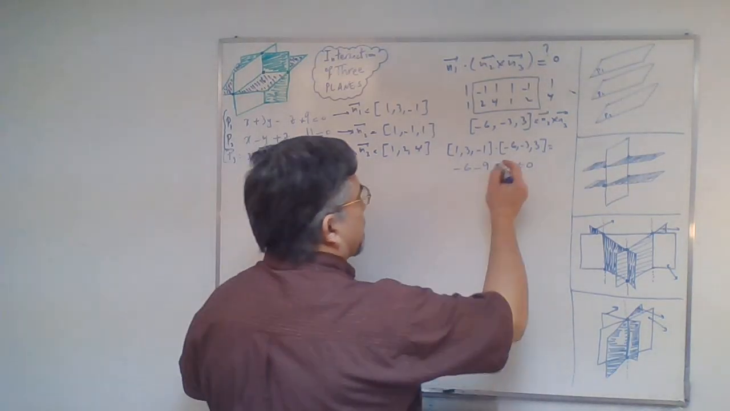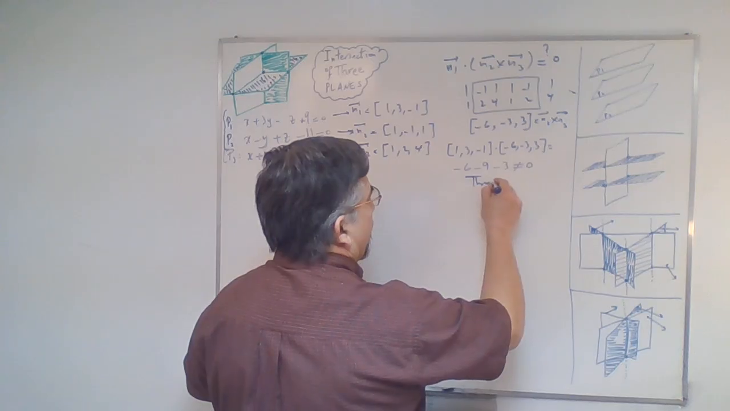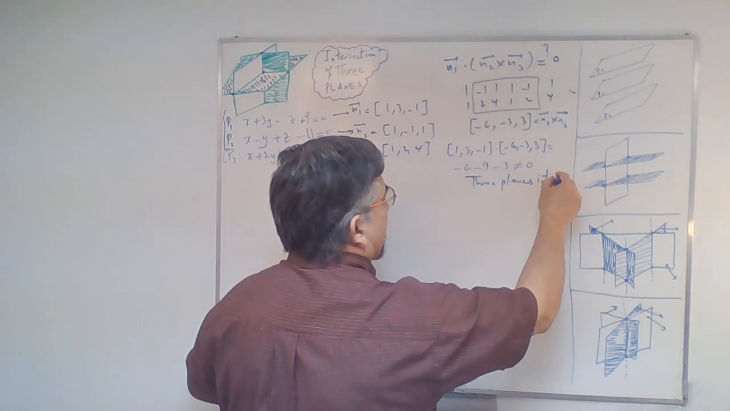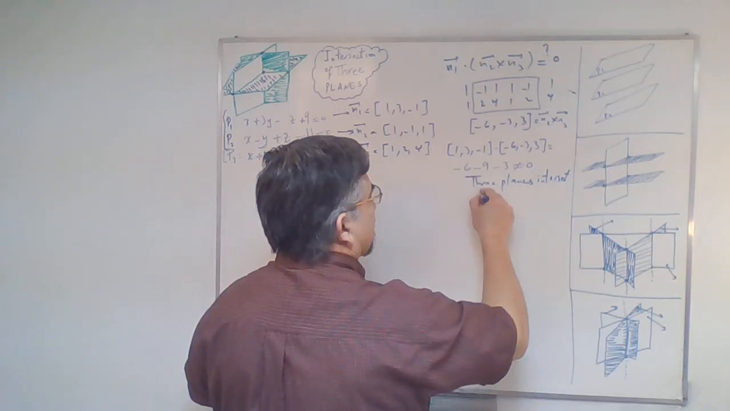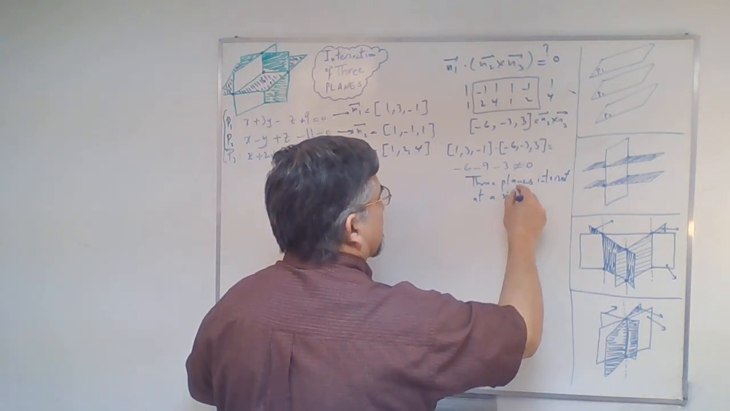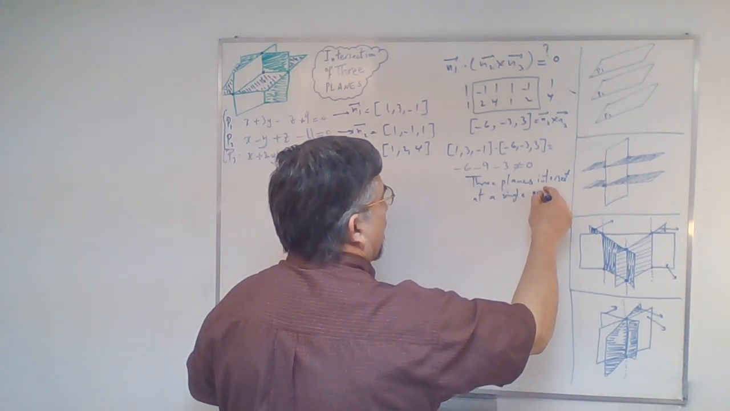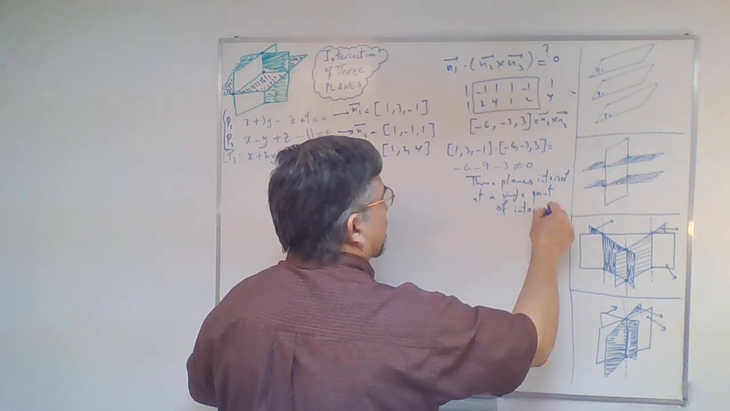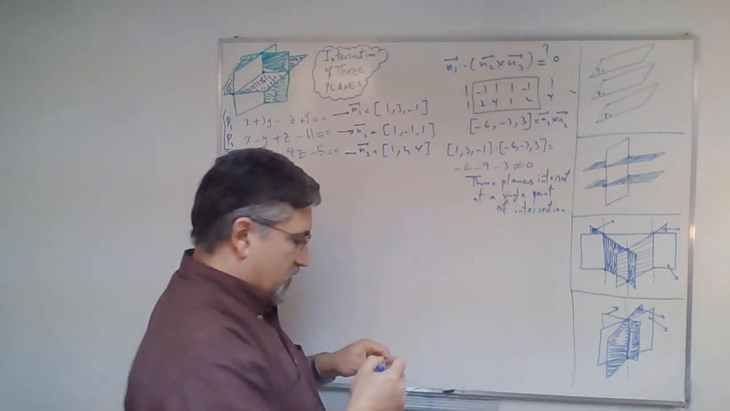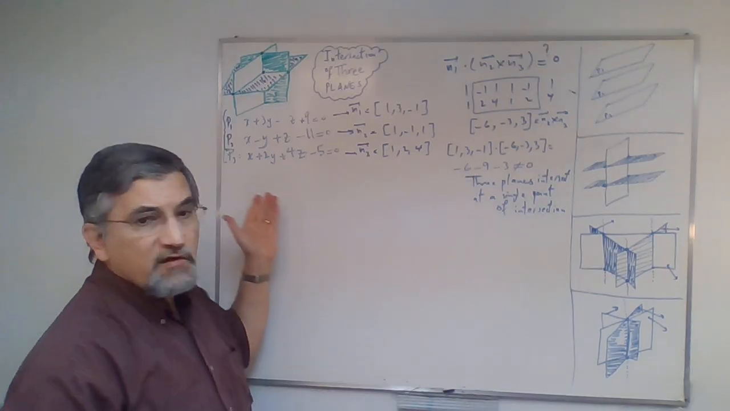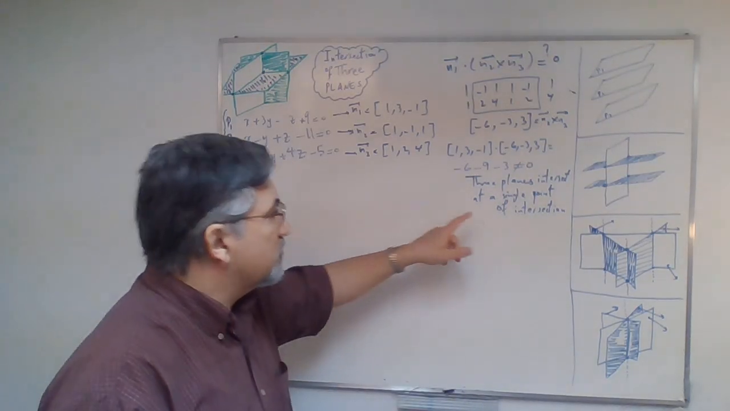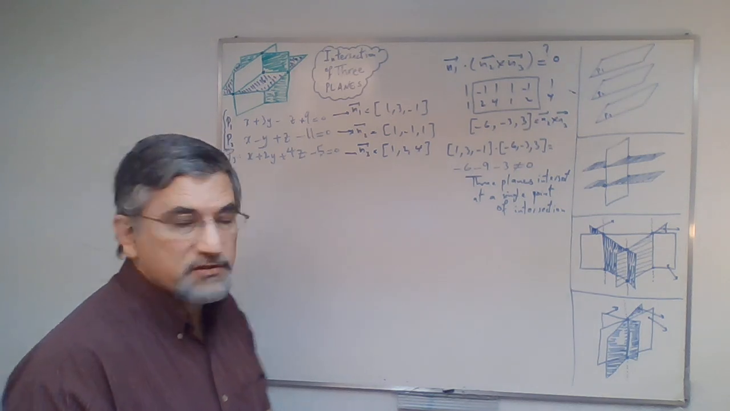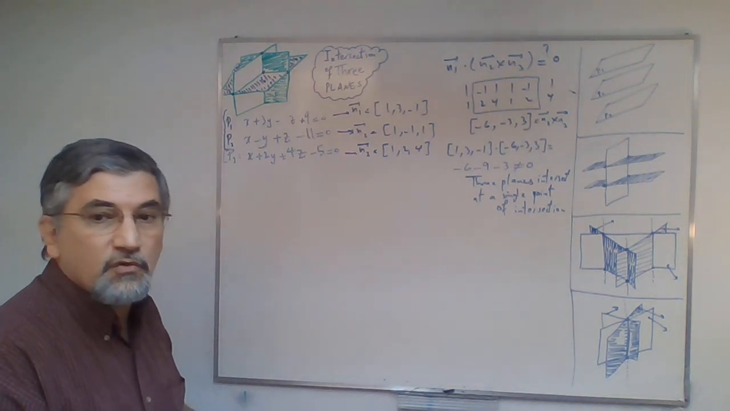So I would say three planes intersect at a single point of intersection. Okay, so note that I have not even solved the system of equations yet, but I do know that these three planes must be intersecting at a single point of intersection. So we're going to see if this is true or not.